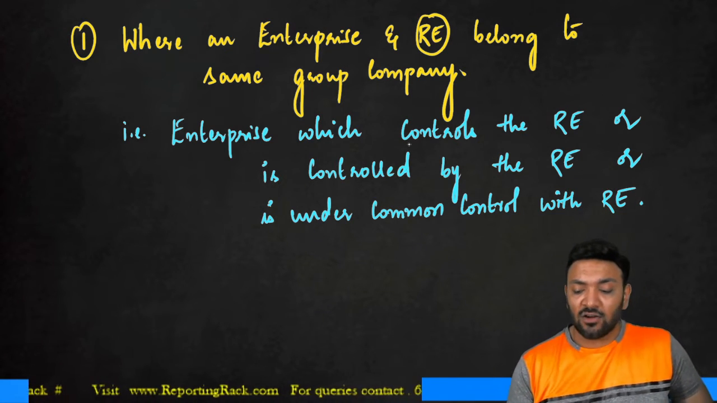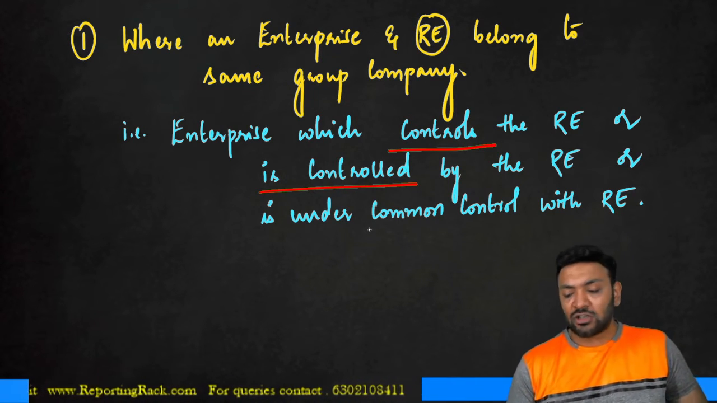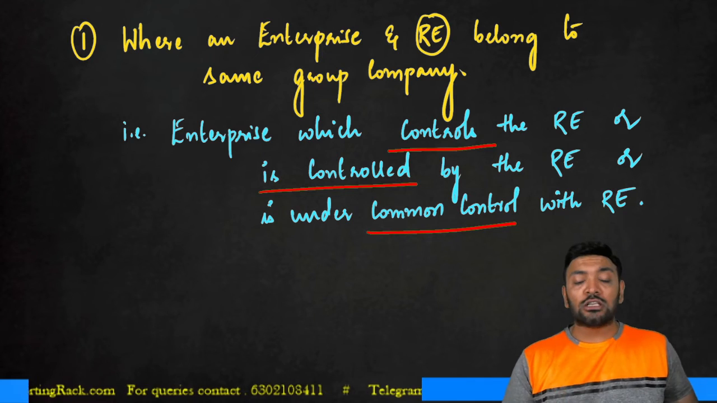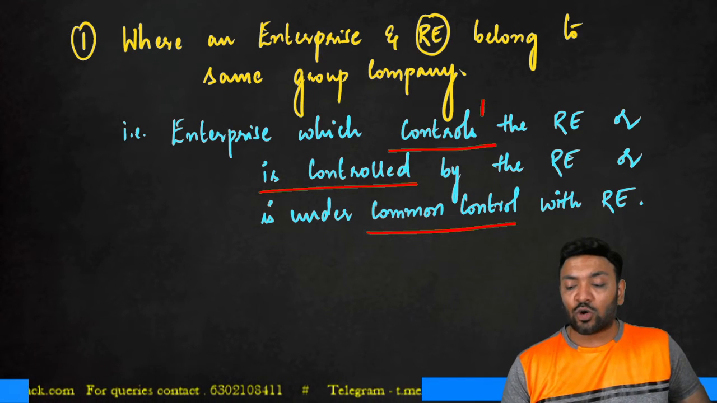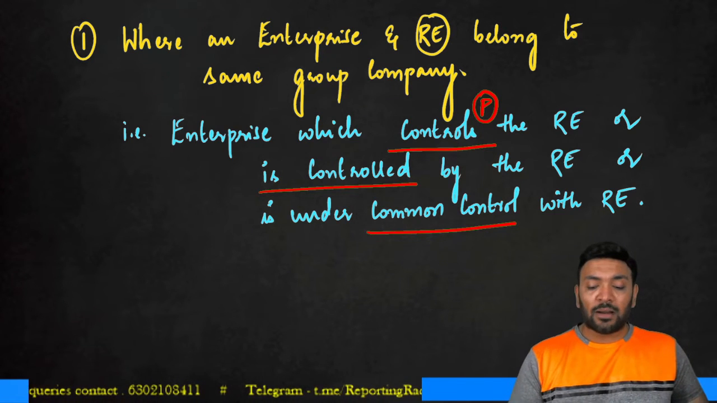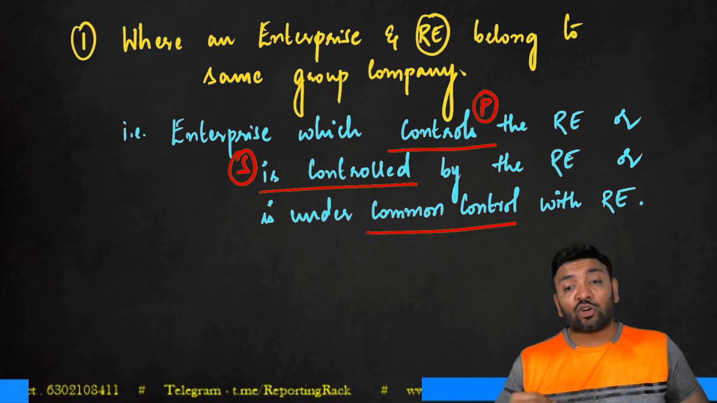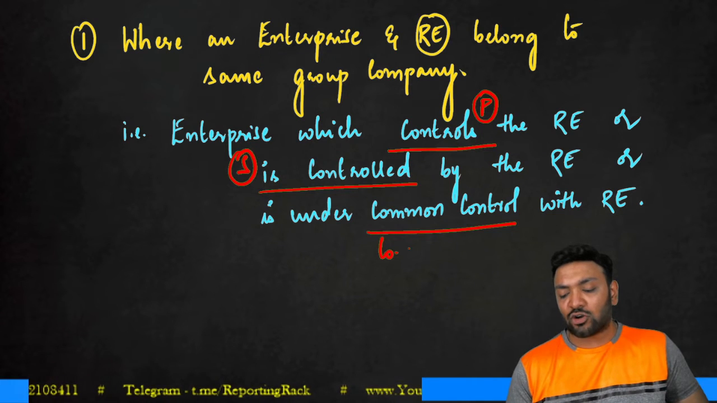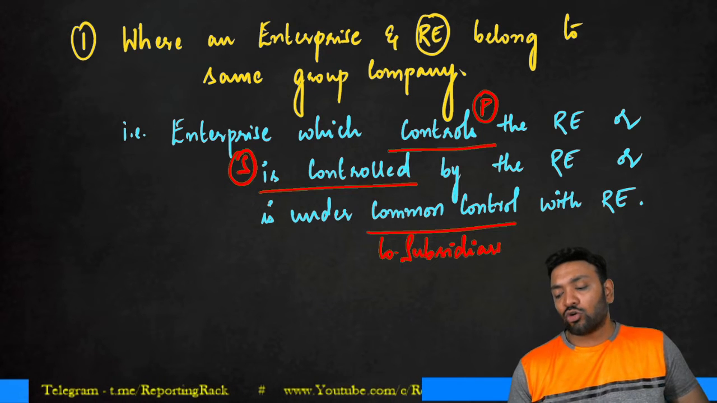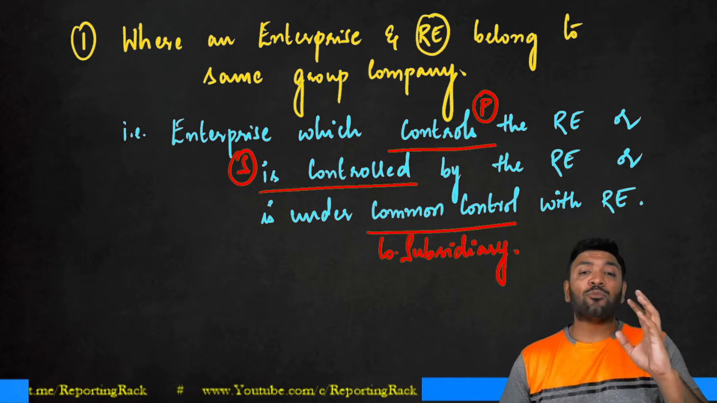What are these three parts? Number one, controls the reporting enterprise, is controlled by the reporting enterprise, or under common control with the reporting enterprise. Which is an enterprise which controls the reporting enterprise? An enterprise which controls the reporting enterprise can be called a parent. An enterprise which is controlled by the reporting enterprise is called a subsidiary. An enterprise which is under common control with the reporting enterprise is called a co-subsidiary. An enterprise and the reporting enterprise belong to the same group company.